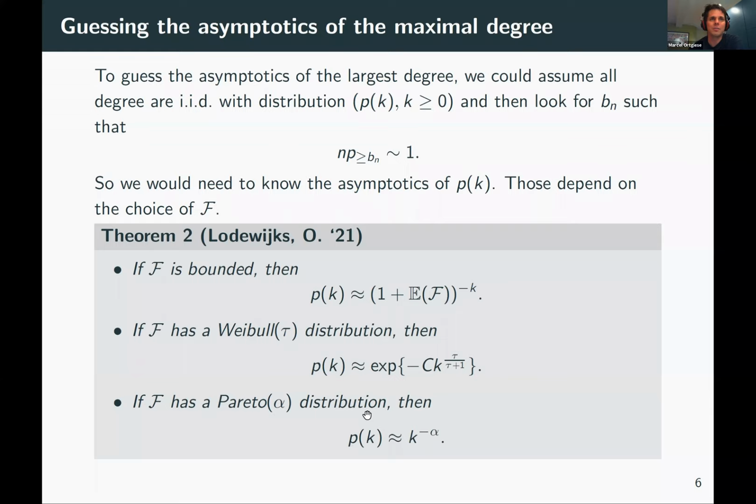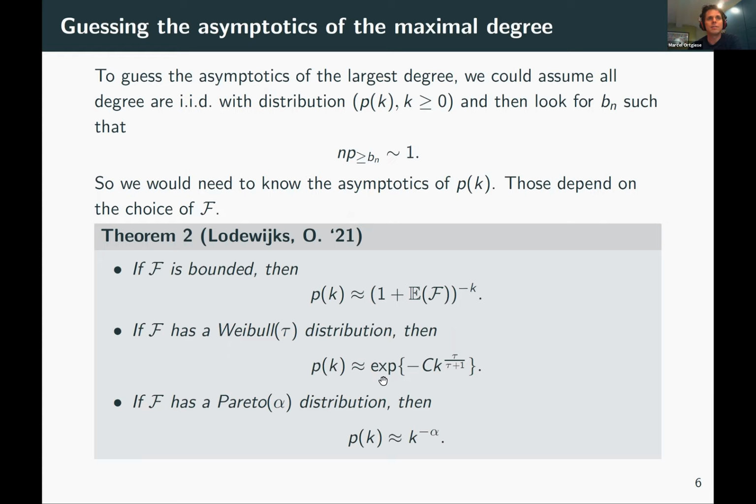Right, so you see this interpolation. In the first case, it behaves essentially like constant weights. In the last case, the fitness values completely dominate. And in the middle, you get a non-trivial interplay between fitness values and the natural dynamics of the model.